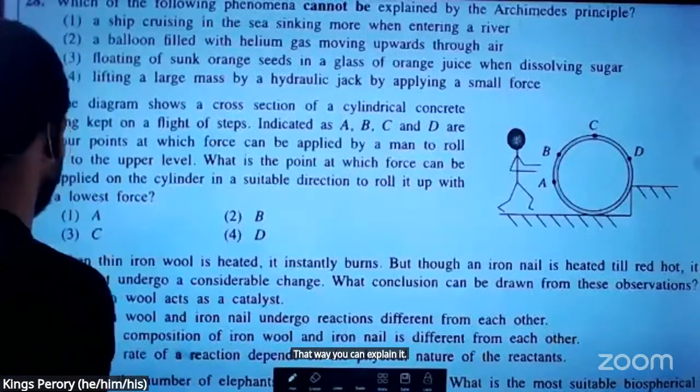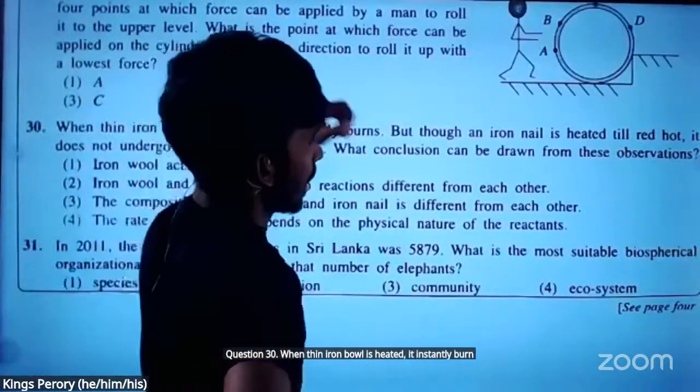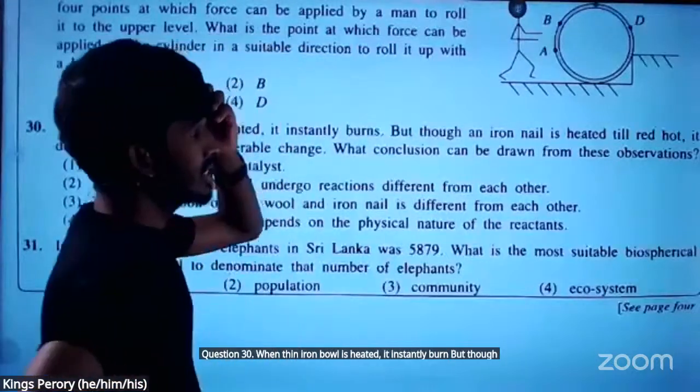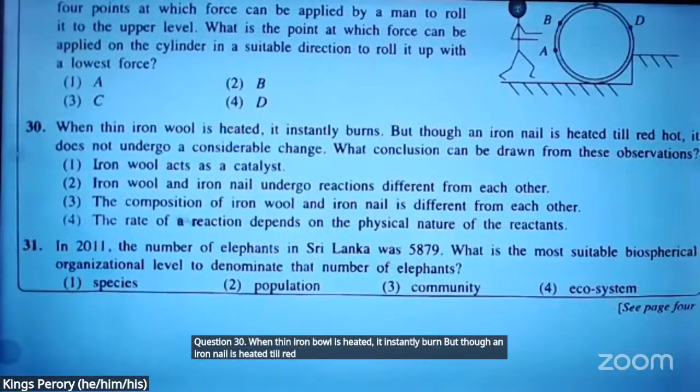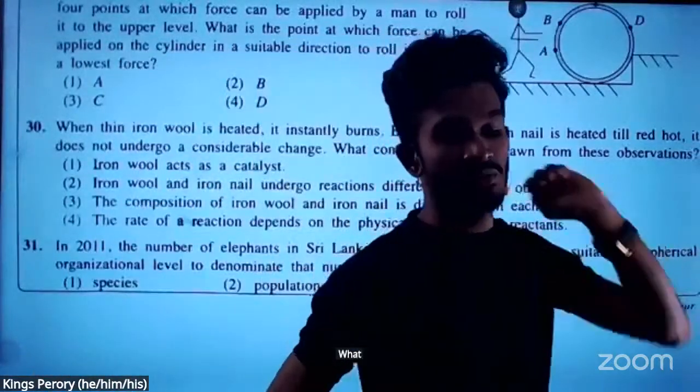Last question. Question 30. When thin iron wool is heated, it instantly burns. But though an iron nail is heated till red hot, it does not undergo considerable change. What conclusion can be drawn from this observation?